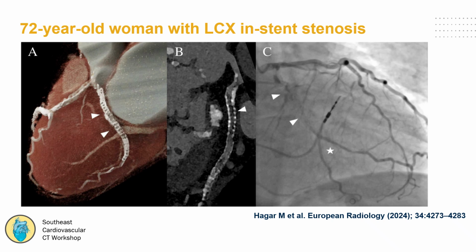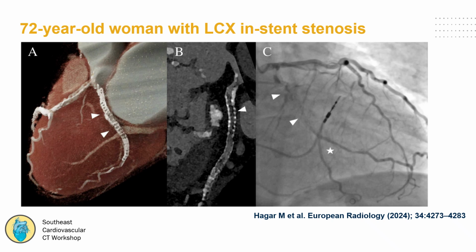And in the center image, the curved multiplanar reformation shows marked intra-stent hyperattenuation within the stent, suggesting either severe stenosis or complete obstruction of the stent lumen. And you can notice how the lumen appears abruptly dark within the stented segment. The invasive angiogram on the right confirms the occlusion of the in-stent lumen. An important additional finding is that the distal vessel remains opacified through retrograde collateral filling, indicated by the star.